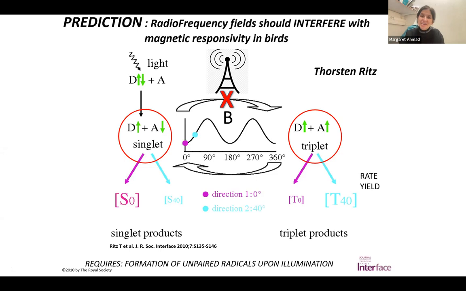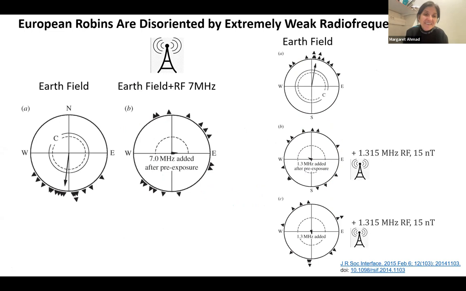Next. On to the experiments. So this is what the Wiltschkos actually did. They took their classic assay, their beautiful and very powerful assay. And you see on the left, in A, the earth field, you can see the behavior of the birds, the orientation of the birds. They all want to fly south. So this is in the fall, they're going to fly south, and they're all scratching, the black triangles, they're all scratching the cage on the bottom part.